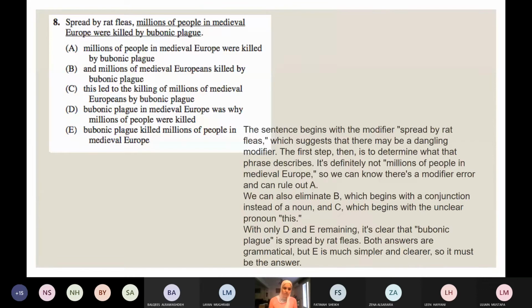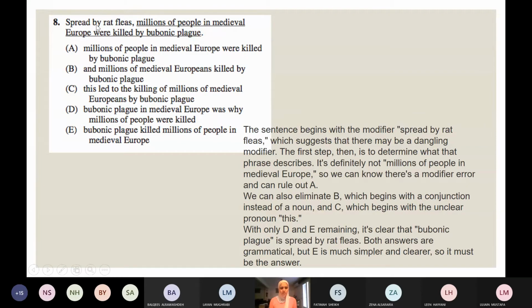So here is how the new SAT gets its question of the dangling modifier. And as I said, dangling modifier and misplaced modifier is a very common question in the SAT because it is not easy to spot. Spread by rat fleas, millions of people in medieval Europe were killed by bubonic plague. It is a disease, like spray to be sprayed on rats to kill the fleas of the rats, so people that died because of it.